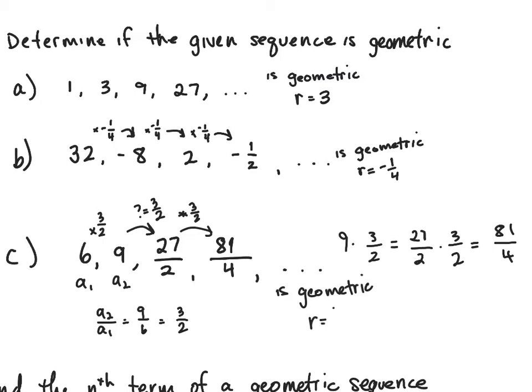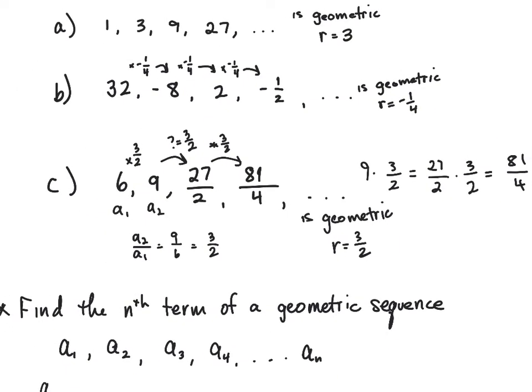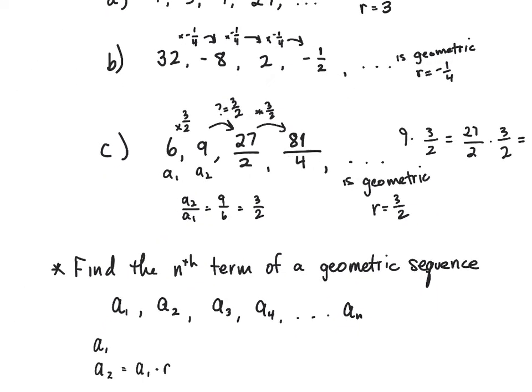And the common ratio is 3/2. Now that brings us to our second learning target then. Once we determine that a sequence is geometric, it's helpful to describe the sequence using an nth term or an explicit formula, as we did in section 8.2.